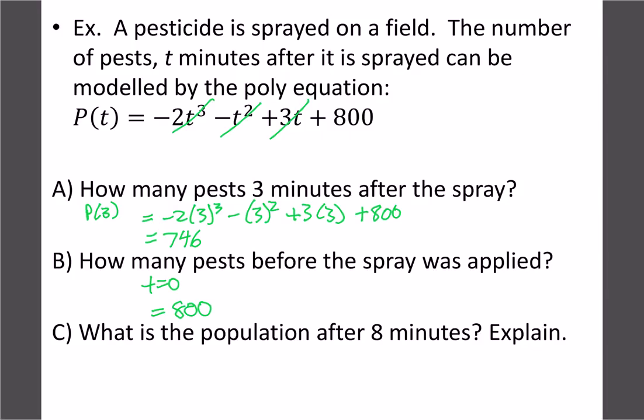We start spraying it. So after 3 minutes, we were down to 746. Now the next question is, what's it going to be after 8 minutes? So if we do this calculation, put in an 8 for the t, so do all of that and figure out what it's going to be. We actually get an answer of negative 264. So does that make sense? Can you have negative 264 pests? No. So in this case, it doesn't really make much sense to figure out what the 8 minutes would be.